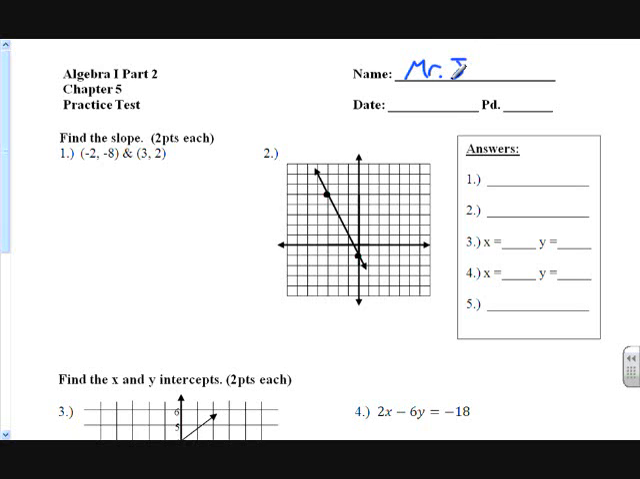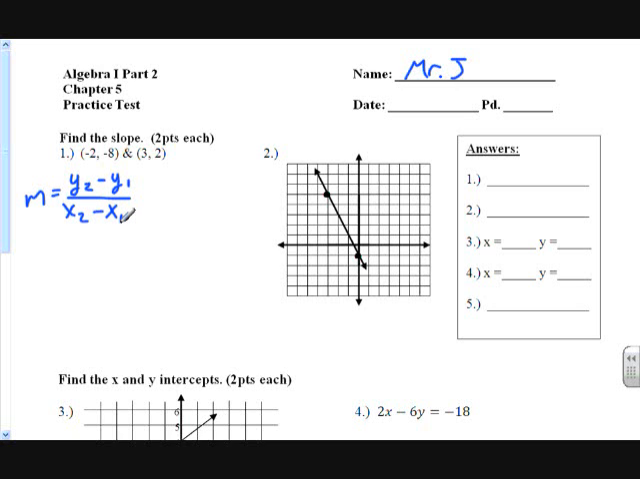If we take a look at this first one, it's asking us to find the slope. And when we're given two ordered pairs, there's two ways we can go about doing this. We can either use our slope formula, which is, remember, the y sub 2 minus y sub 1 over the x sub 2 minus x sub 1.